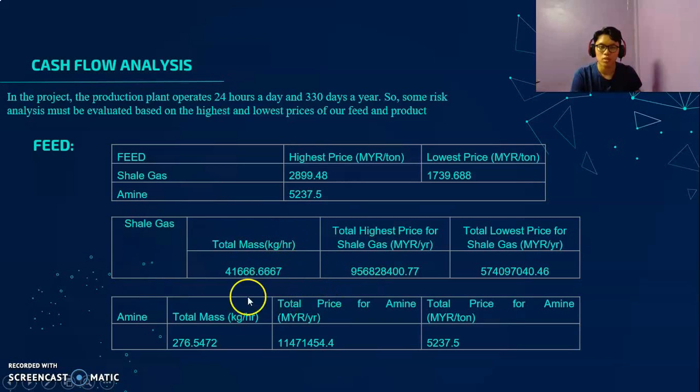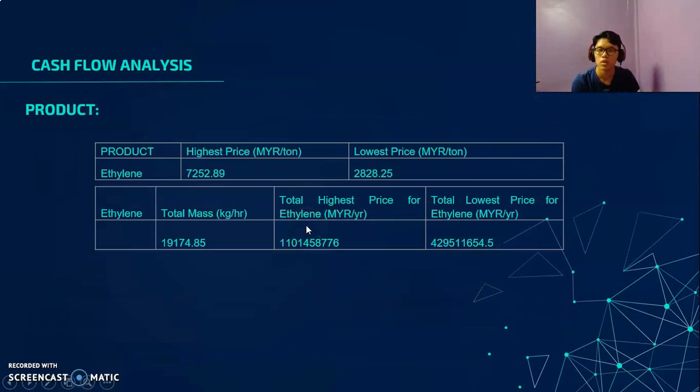So for shale gas, the total mass is this one, and the total highest price for the shale gas in ringgit Malaysia per year will be this one and this one. This one is for the highest and this one is for the lowest. Amine here will also be the same, and this is the total price for amine per ton, this one is per year. So for the product, which is ethylene, the highest price will be 725.2.9, and the lowest price will be 2828.3. This is the total mass, and this is the total highest price and the lowest price of ethylene.